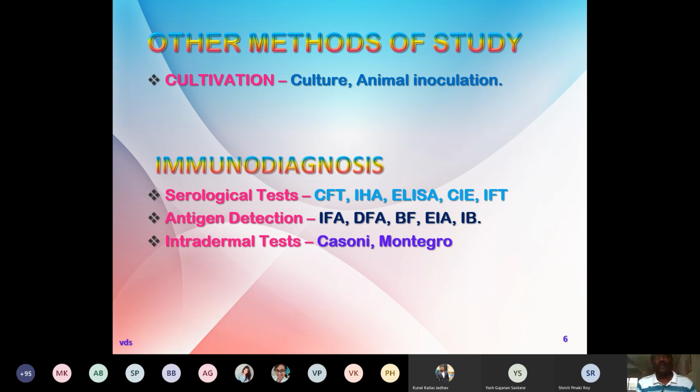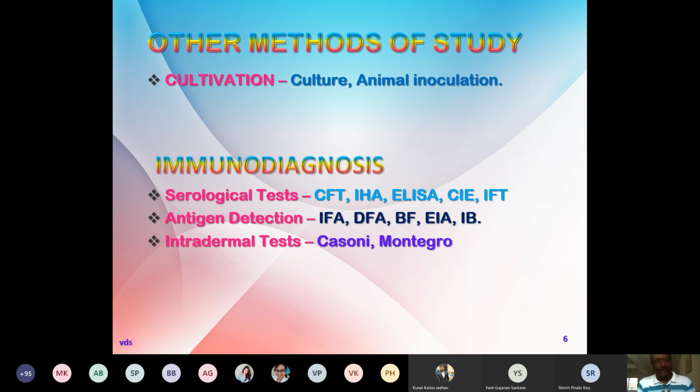Animal inoculation. Nowadays, animal inoculation has been banned. Only with certain particular permissions can we use animals for the laboratory detection of pathogenicity and the effect of the parasite. That also we are not going to go into much detail. I'll just tell some of the important ones.